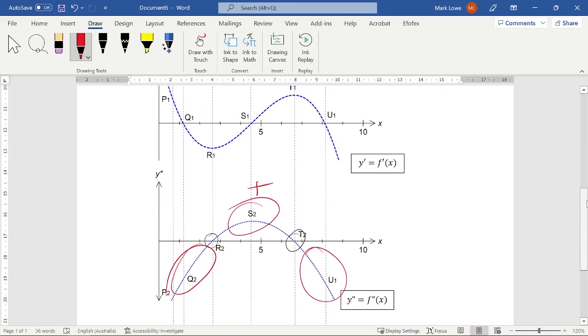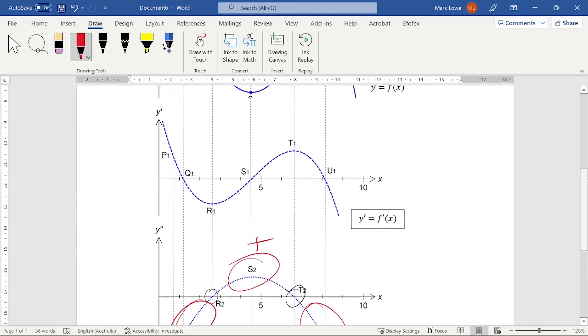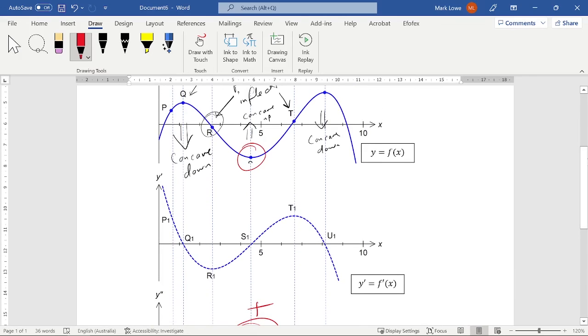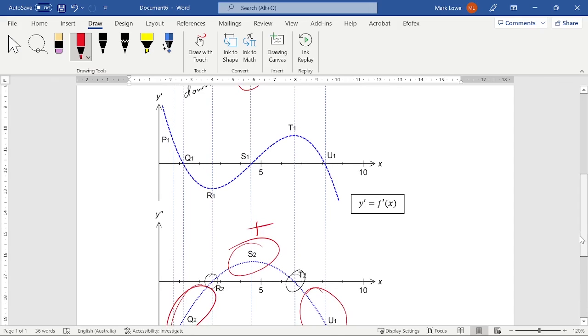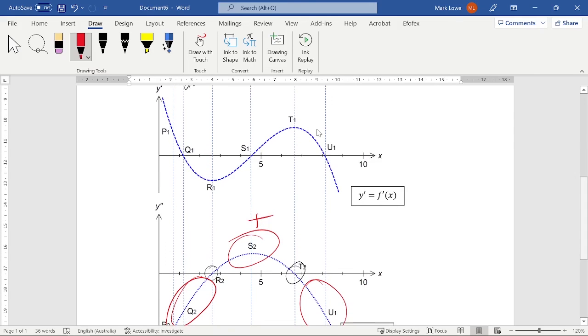Okay, so I guess another way to put things is that our first derivative describes the rate of change of our original function. The second derivative describes the rate of change of the first derivative. So if we compare our first derivative with the second derivative, we can see that our minimum turning point here corresponds to a zero value for a second derivative.